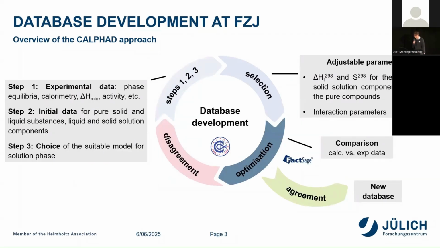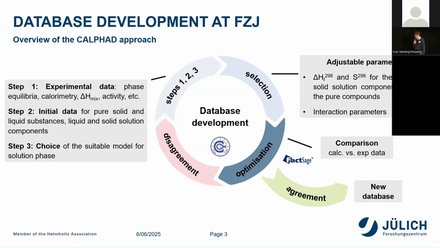Next, we choose the initial data for the substances within the system. This usually involves looking through literature and other databases for this information and choosing the most appropriate. Lastly, we choose the appropriate model for the solution phases. At Forschungszentrum Jülich, we mainly use the sublattice and associate species model so that we have a consistent database across all material types, as will be shown later.